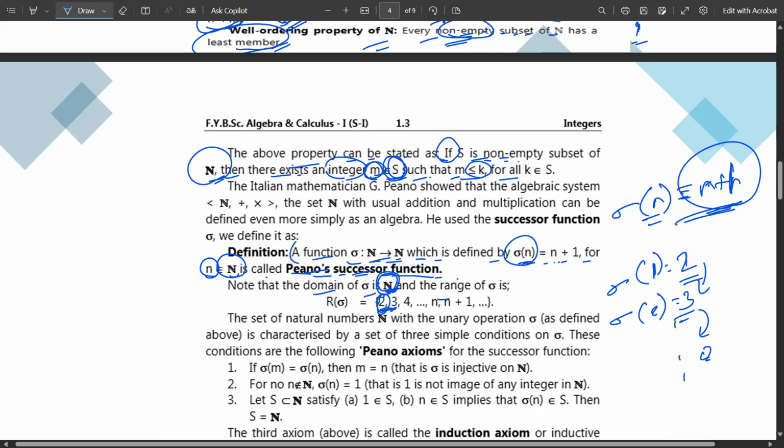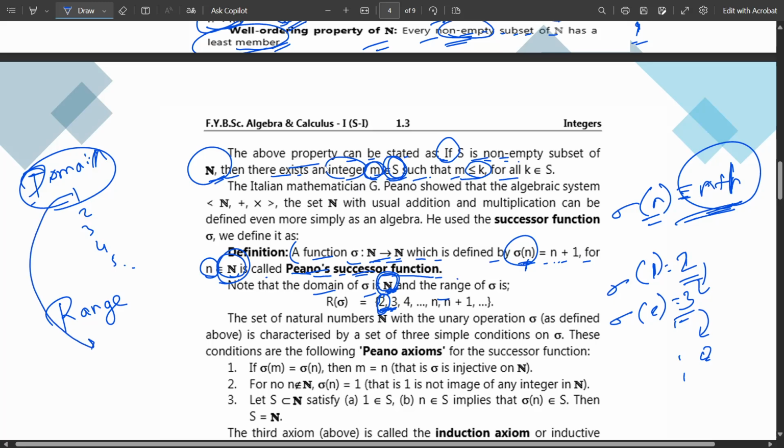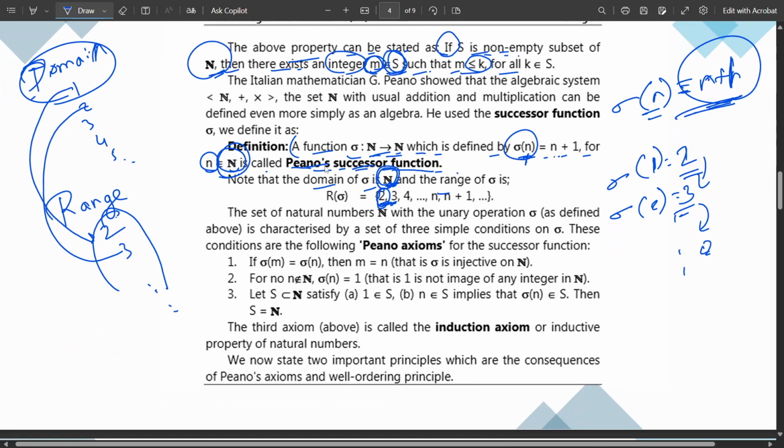Suppose we consider the domain. Domain is something which we put as input, and range is something which you get as output. Now your domain belongs to natural numbers. Natural numbers start from 1, 2, 3, 4, 5 and further on. And your range for the successor function will be, if you put 1, 1 plus 1, 2, means in the range you will get the first element as 2, second as 3, means it will start from 2 onwards. So this was our Peano's successor function.